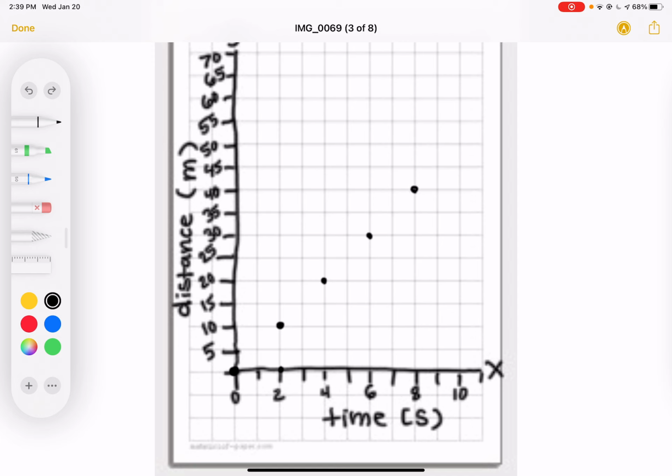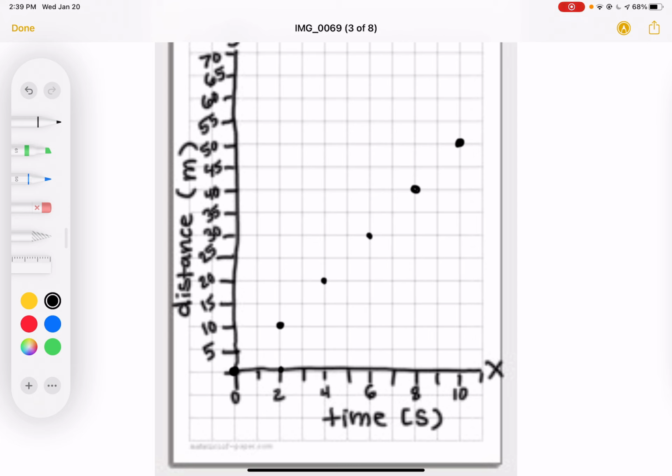Just want to get rid of that line. And then our last one, 10 seconds, we said is at 50. So 50 meters. All right. So you can see we've graphed the information, and we figured out, I guess, the line of it. So now we've graphed our information.